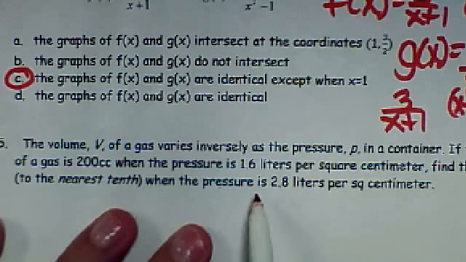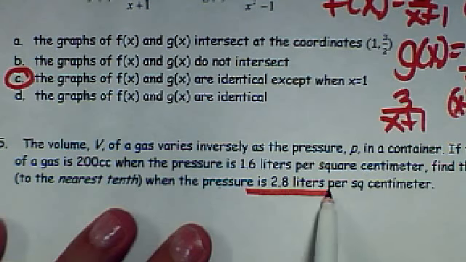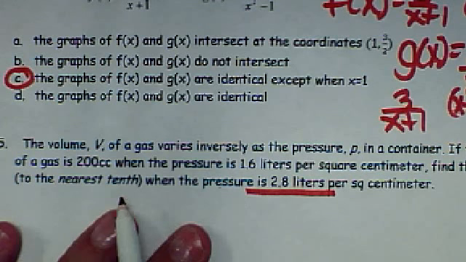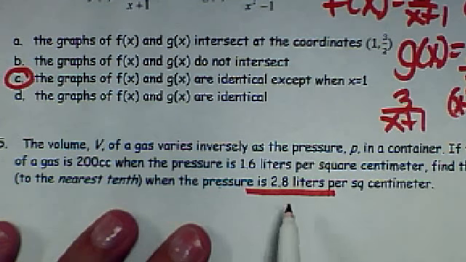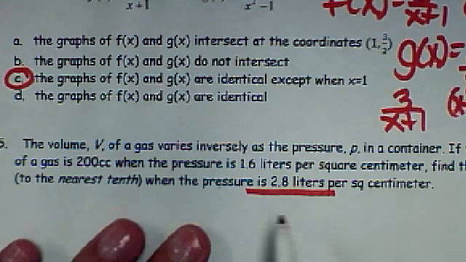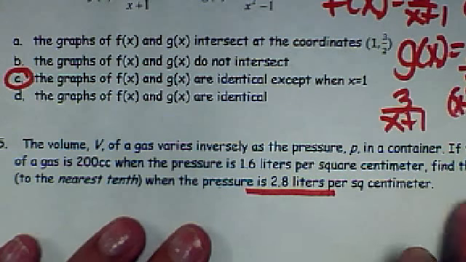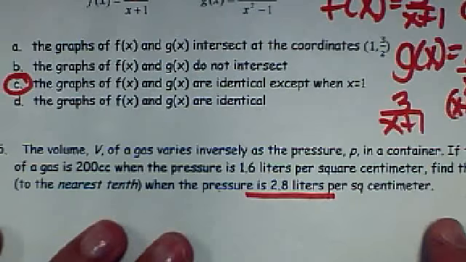So number 5, the volume of gas varies inversely as the pressure P in a container. If the volume of a gas is 200 cc's when the pressure is 1.6 liters per square centimeter, find the volume to the nearest tenth when the pressure is 2.8 liters per square centimeter. So that 2.8 is what was left off of your paper.